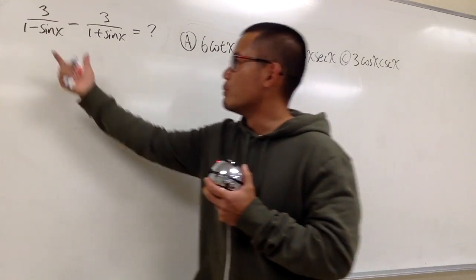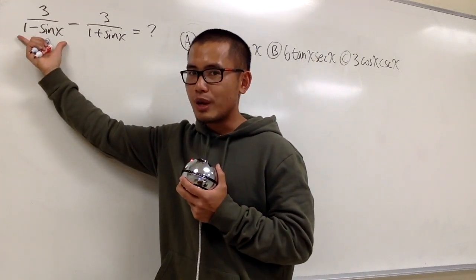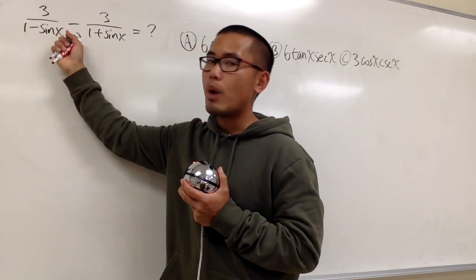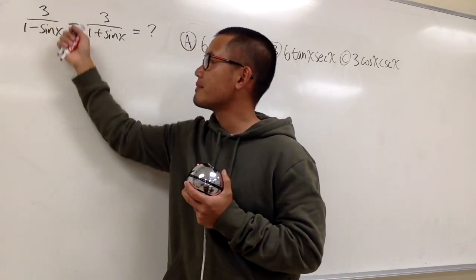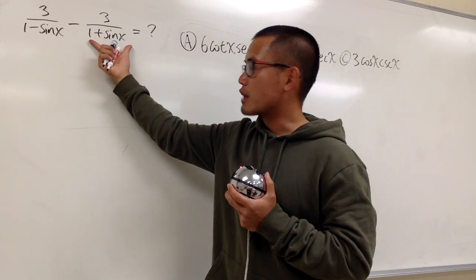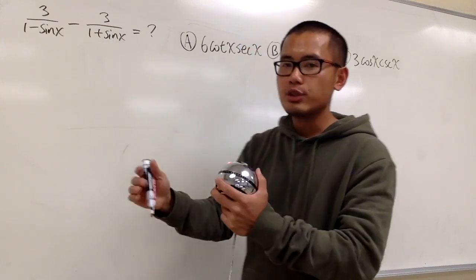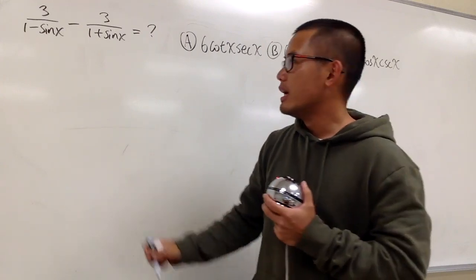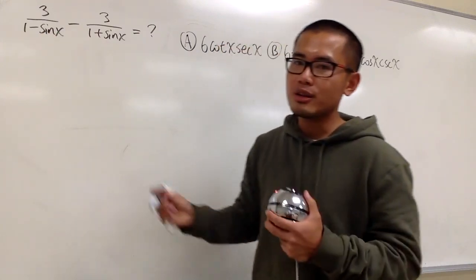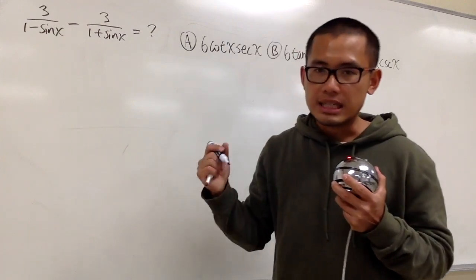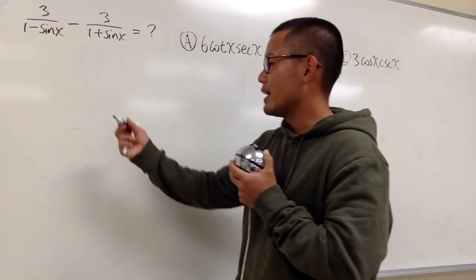Be sure you multiply the first fraction right here, the top and bottom, by 1 plus sine x, right? And then for the second fraction, you multiply the top and bottom by 1 minus sine x. So you can produce the same denominator. They happen to be the conjugate of each other, but it's okay. We are trying to get the common denominator first. All right, so let's get to work.